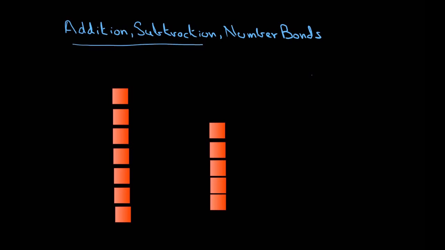So let's start talking about addition, subtraction, and number bonds as we go above 10. Here's a simple problem. We want to add. So let's first count. How many do we have on the left hand side?